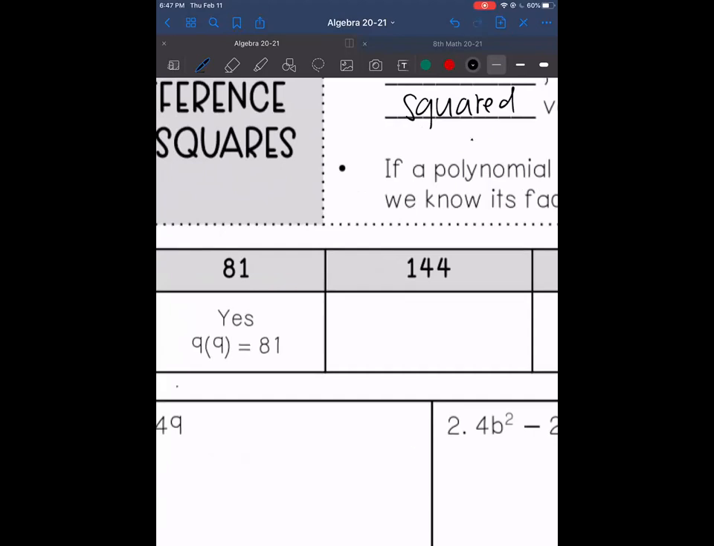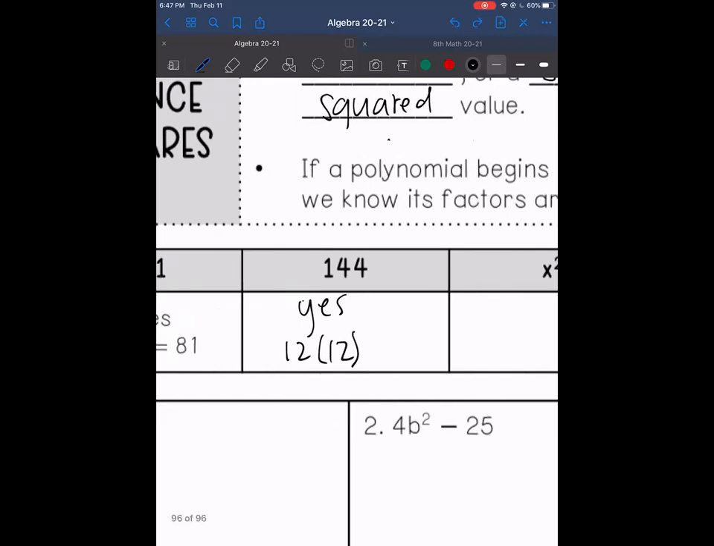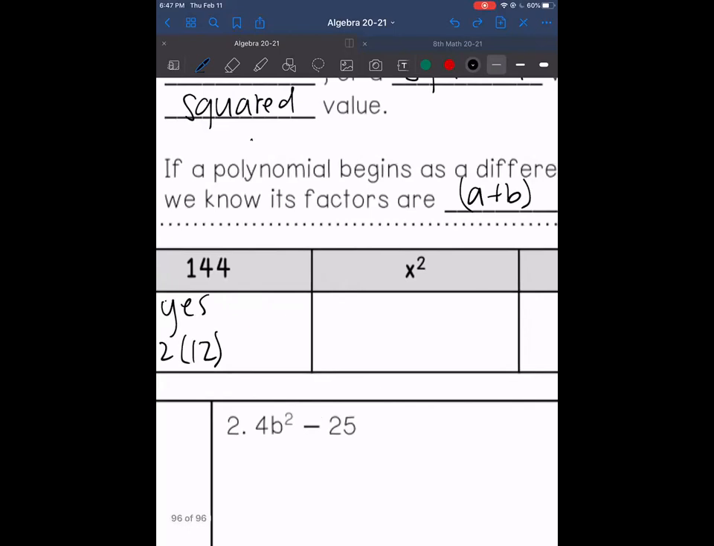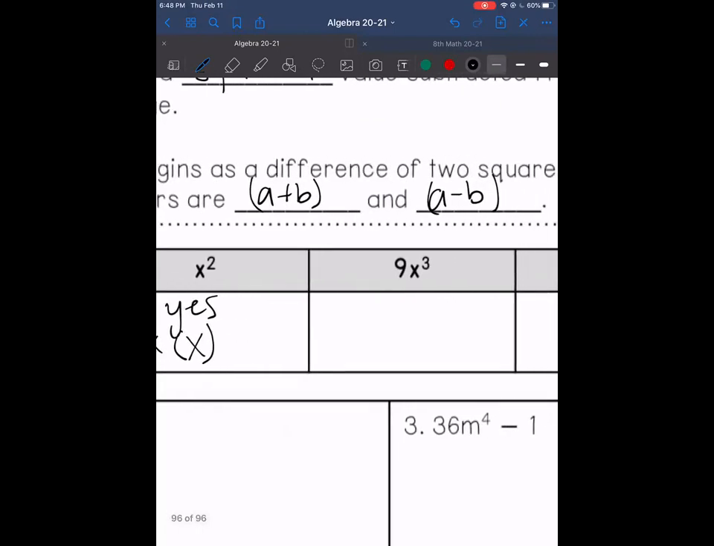144, that's yes again, because we know that's 12 times 12. X squared, yes. That's x times x. 9x cubed. Well, we know that 9 is the square of 3 times 3, but x cubed is not a perfect square, so that's no.